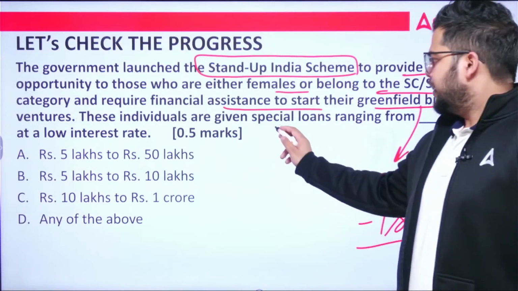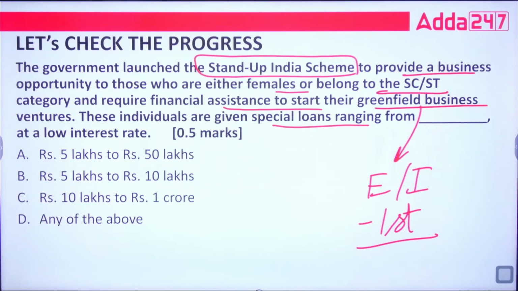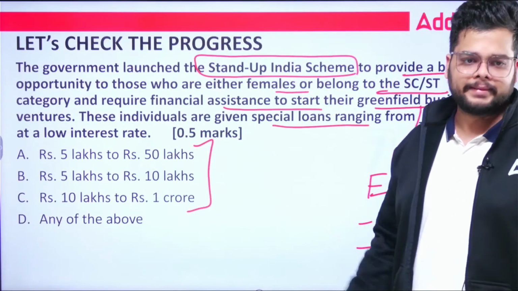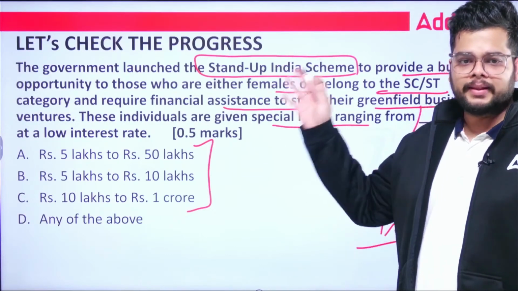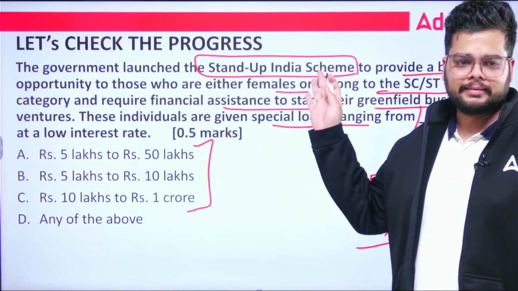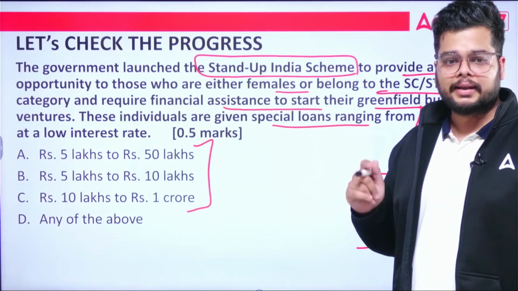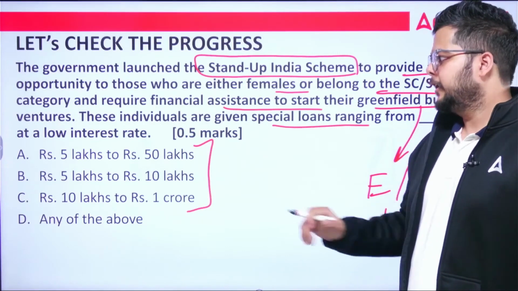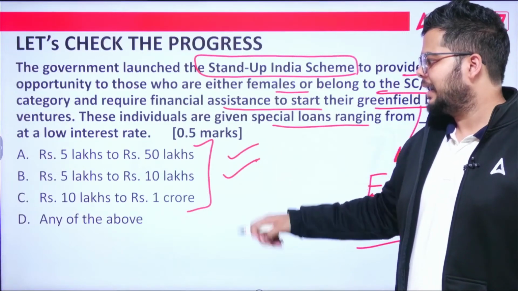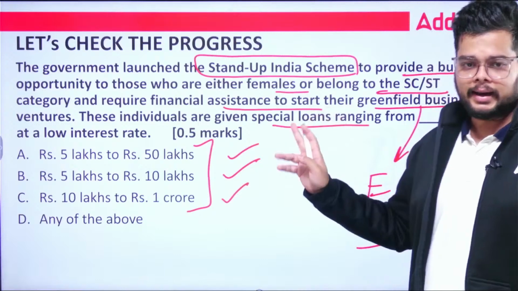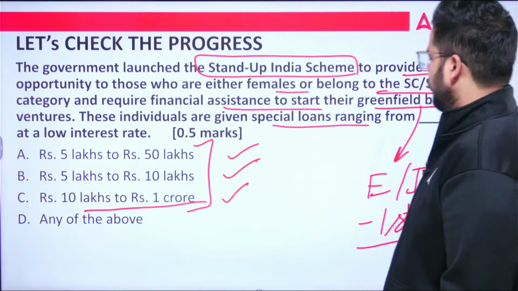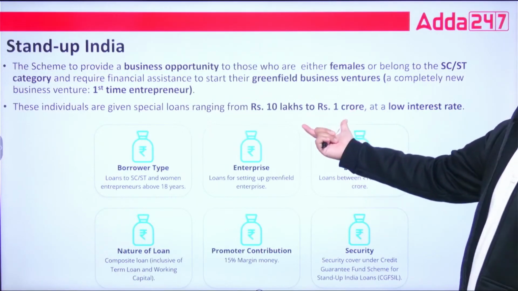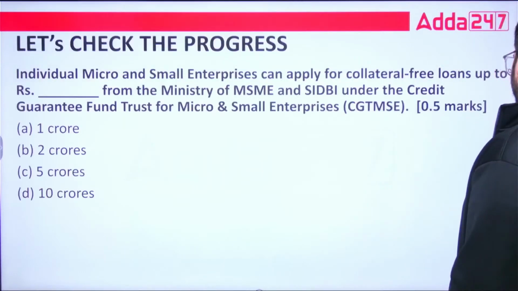So these individuals are given special loans ranging from dash at low interest rate. So what is the range for this scheme, Stand Up India scheme, specifically for females and SC/ST category applicants, that they can have a low interest rate? Yes, lower interest rate. Is it 5 to 50 lakh, 5 to 10 lakh, 10 to 1 crore, or any of the above? Correct answer is what? 10 to 1 crore. Fine. This is the right answer, option C. So here you can see it is 10 to 1 crore at low interest rate.